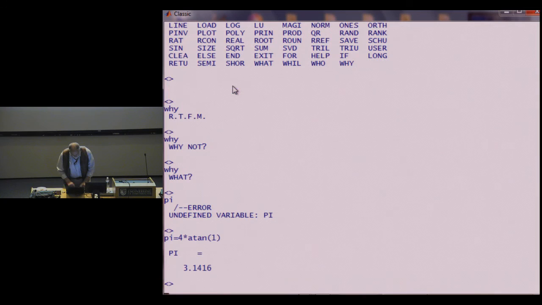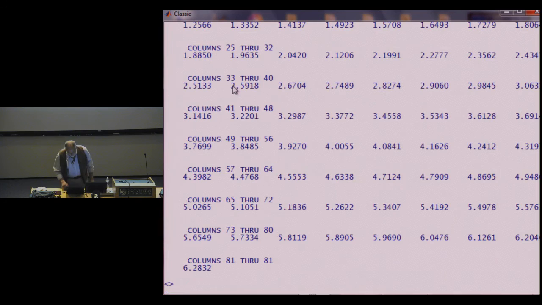And x is the numbers from 0 in steps of pi over 40 to 2 times pi. So it computes that. What is that? It's a matrix. Everything's a matrix. This one has only one row and 81 columns, but that's all there is in MATLAB.